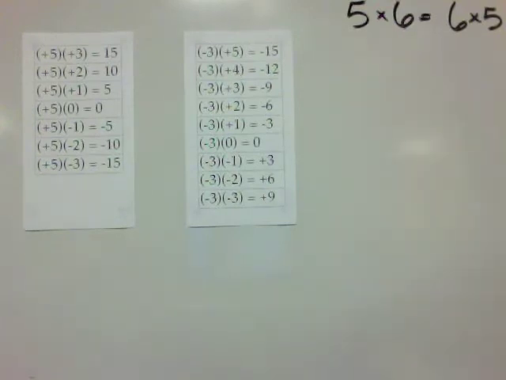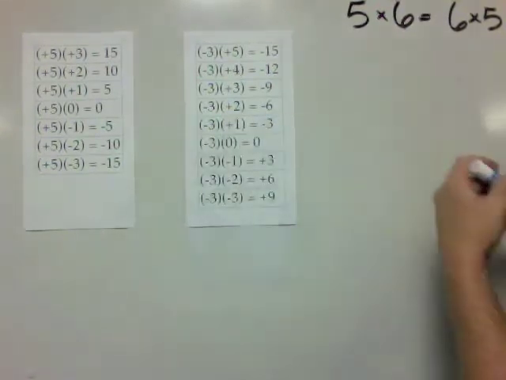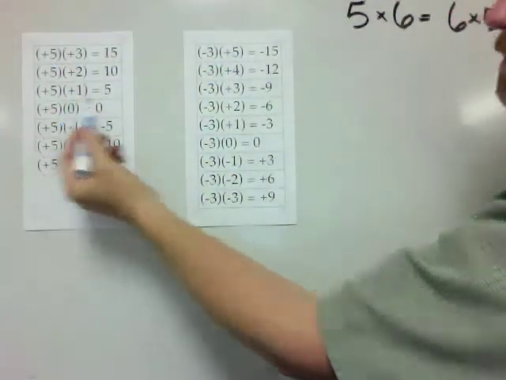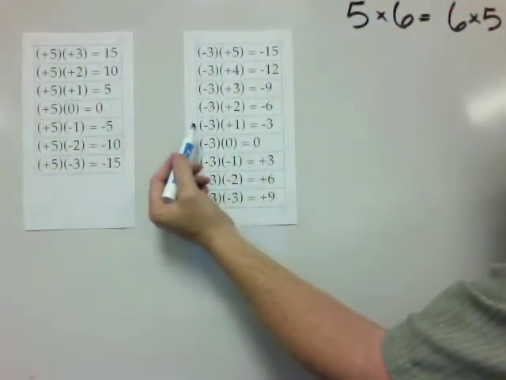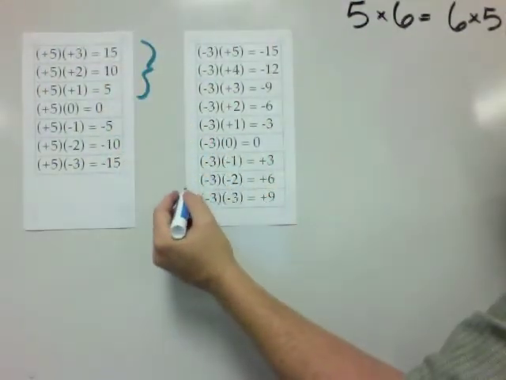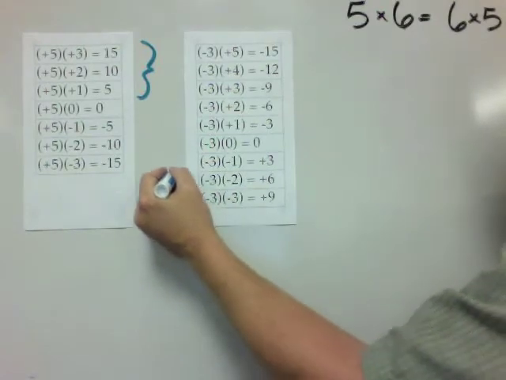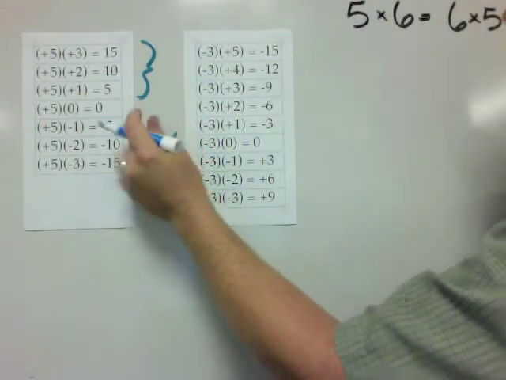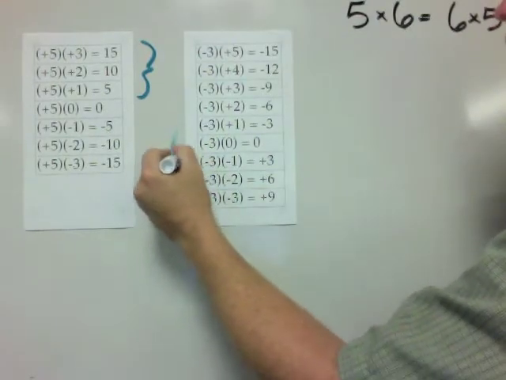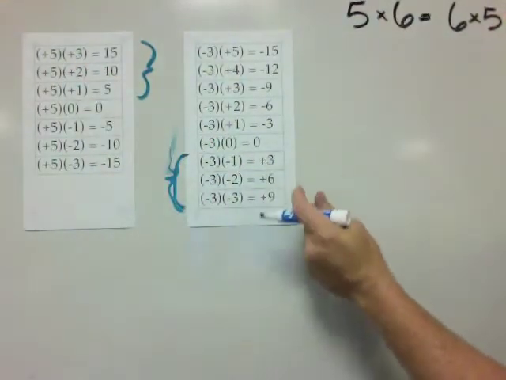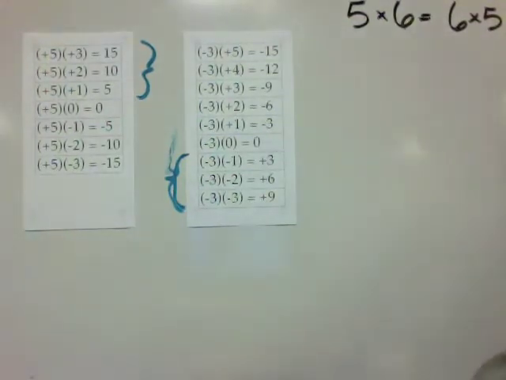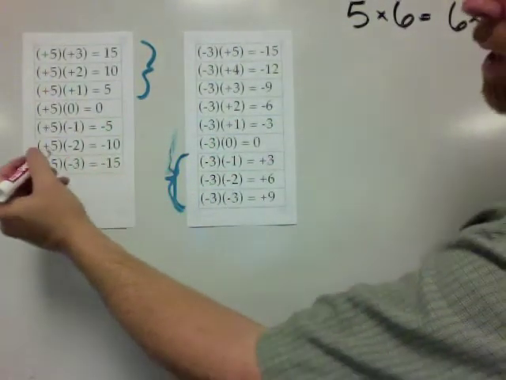As we can see in these tables, right here, multiplying by 0 always gives you an answer of 0. But we could see up here and down here, right there, we can see that these answers are always positive.